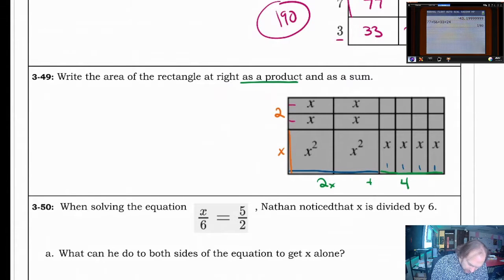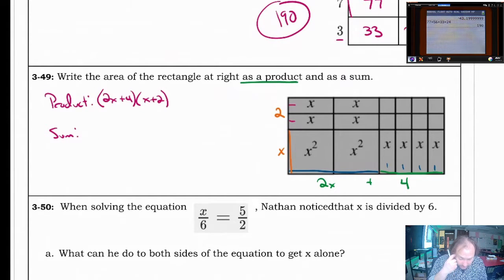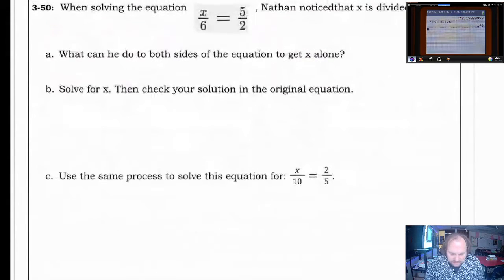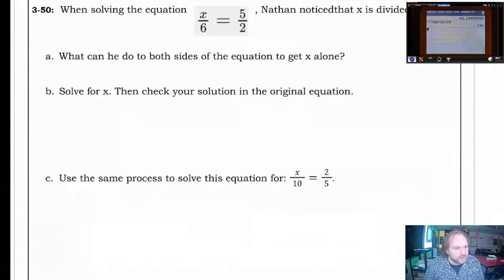So as a product, you've got, in parentheses, 2x plus 4, in parentheses, x plus 2, just like that. As a sum, let's see if I'm thinking about this correctly, we have two x squared tiles, so 2x squared. We've got 1, 2, 3, 4, 5, 6, 7, 8 x tiles, 8x. And then we have 8 unit tiles. 2x squared plus 8x plus 8. There you go.